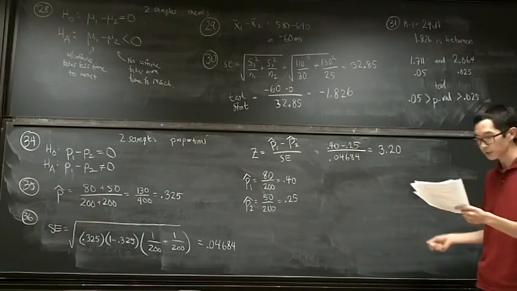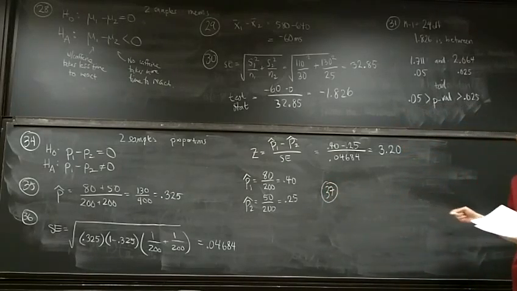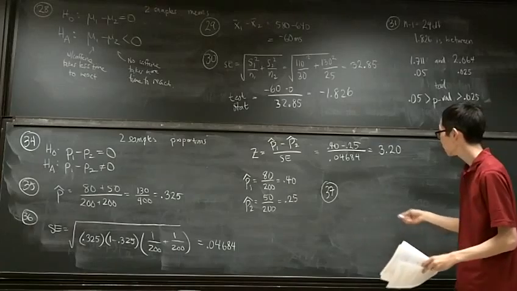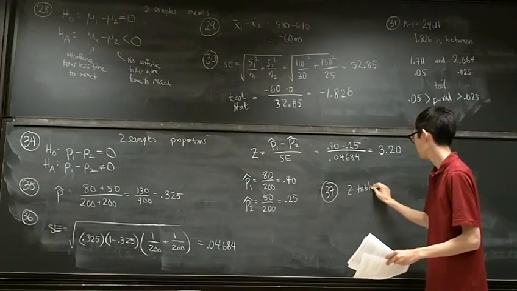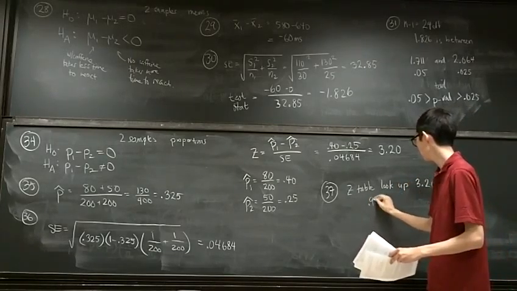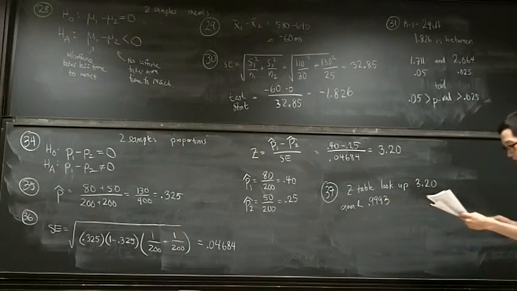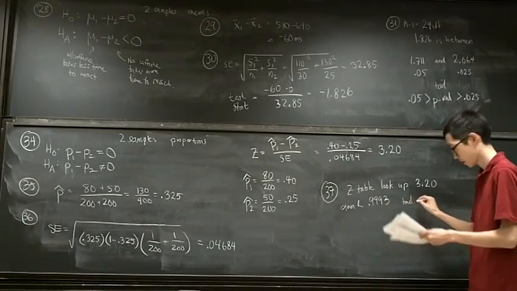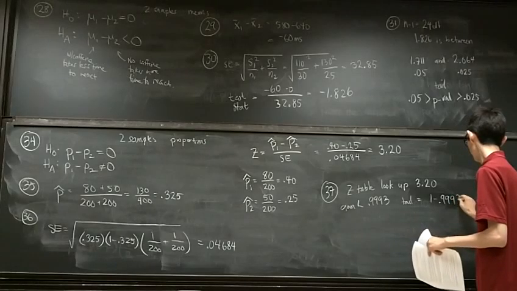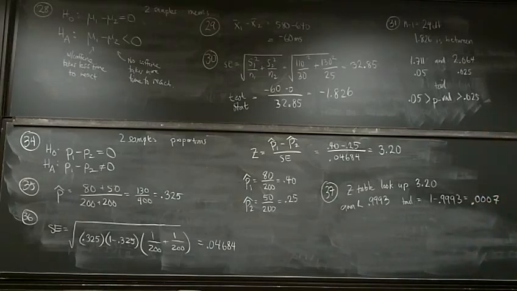Okay. So what do I do now? For the p-value, I go to my z table, okay? So Pat, this is where you just get a number directly. You don't need to do a range, okay? So from the z table, look up 3.20, and you get 0.9993. Okay, that's the area to the left. All right, we want the area in the tail. So I get 1 minus that, is 0.0007.